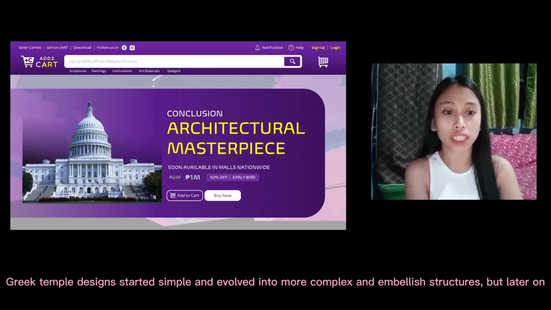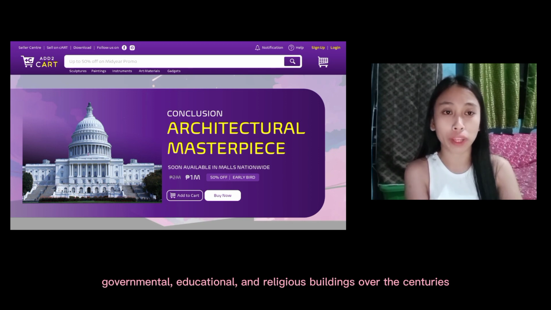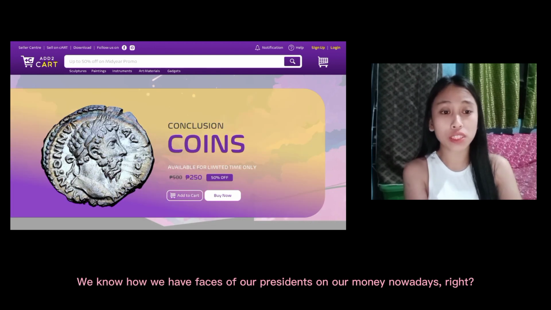Greek temple design started simple and evolved into more complex and embellished structures, but later on architects transformed the symmetrical design and column exterior into a host of governmental, educational, and religious buildings over the centuries to channel a sense of order and stability. We know how we have faces of our presidents on our money nowadays, right?